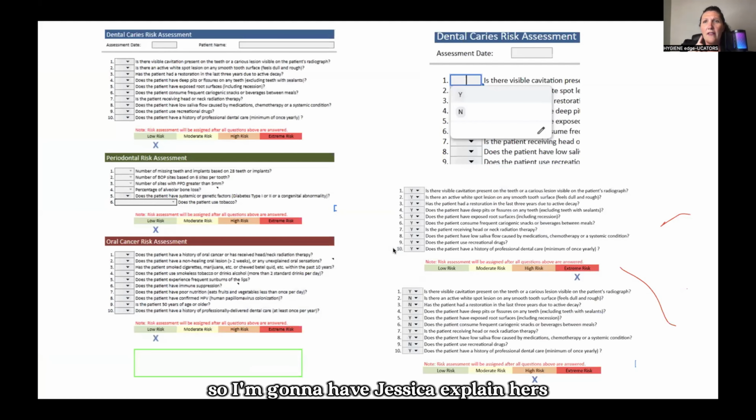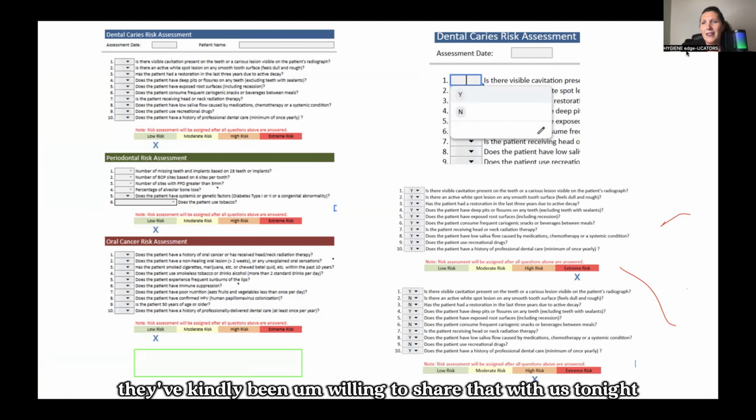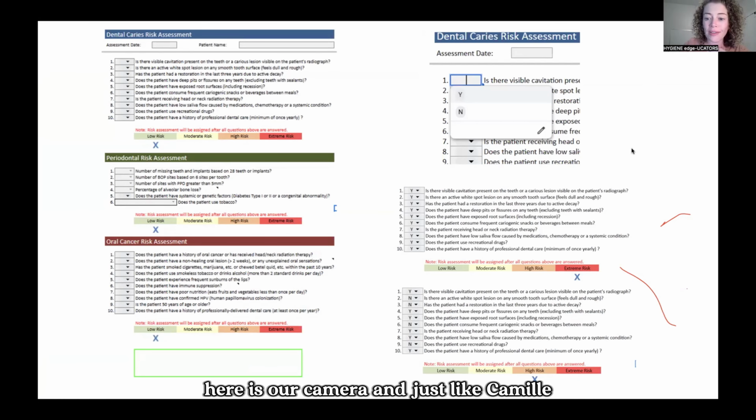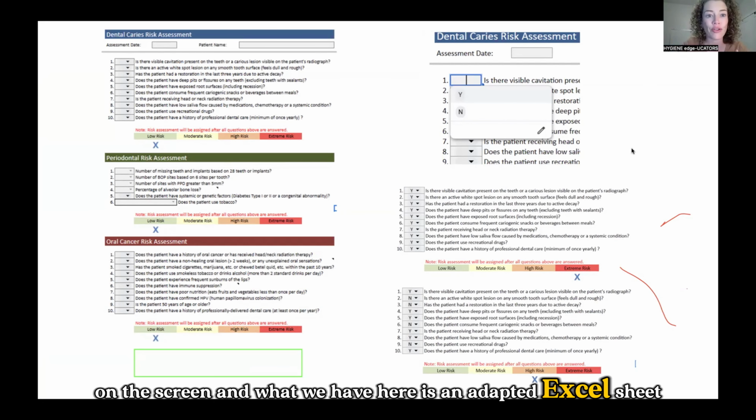So I'm going to have Jessica explain hers that they're using at their school. They've kindly been willing to share that with us tonight. Here is our Canberra. And just like Camille, we do a series of risk assessments. So we have our cancer risk assessment, we have our caries risk assessment, and then we have our perio risk assessment. And each assessment is formatted similarly to what you see on the screen.